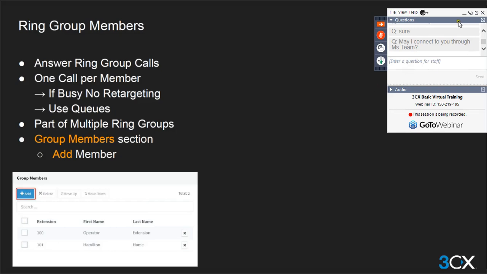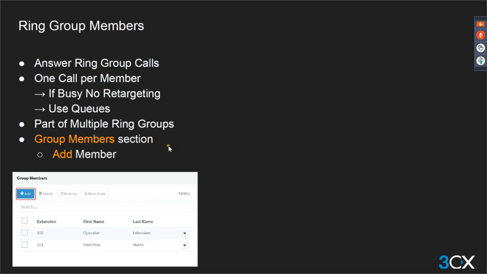So if the extension is busy, it will not retarget. It will just go through the list one by one. It won't try the second one and then come back to the first one because it was busy. It will go through in ascending order from top to bottom.